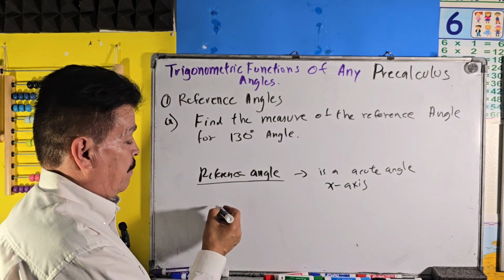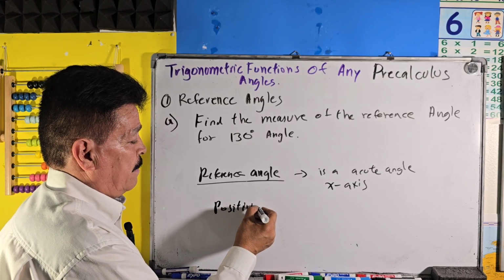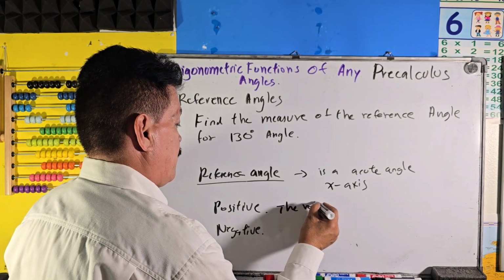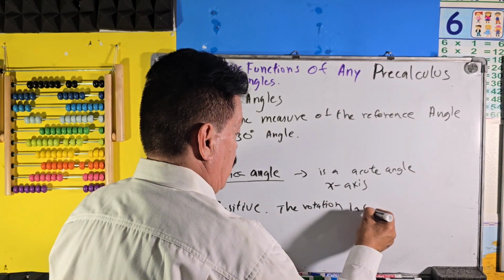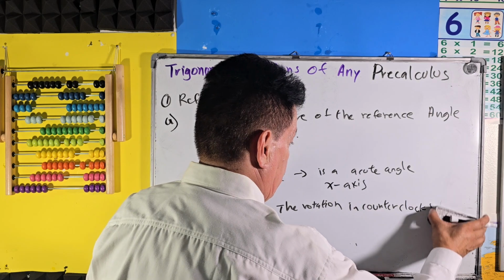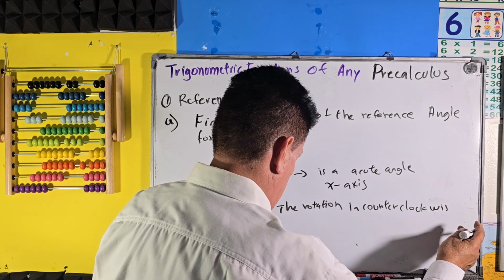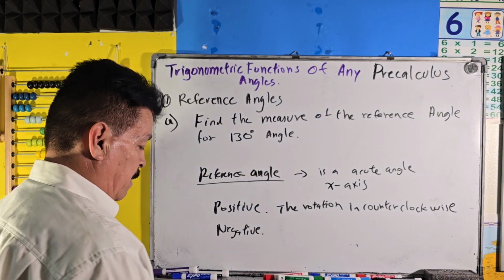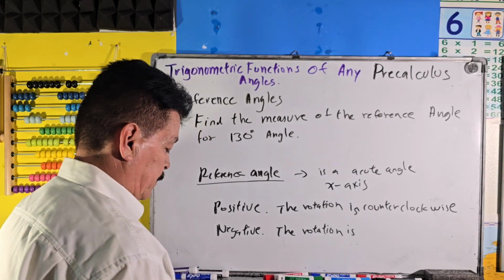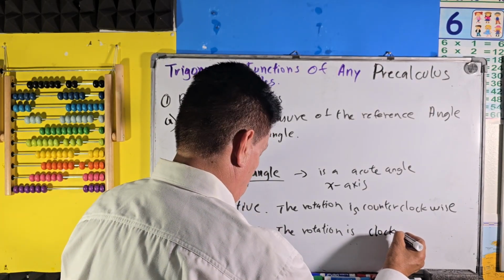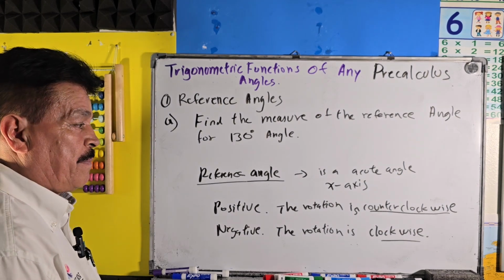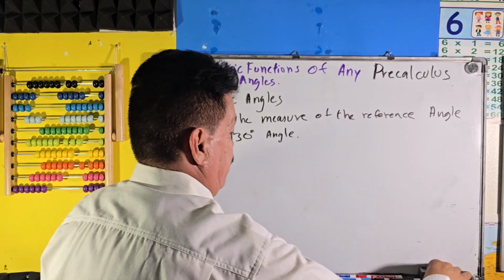Also, we have positive and negative angles. Positive is when the rotation is counterclockwise. The negative is when the rotation is clockwise. So these two words are very important. I will show you in the problem. Okay, let's try to solve this problem.